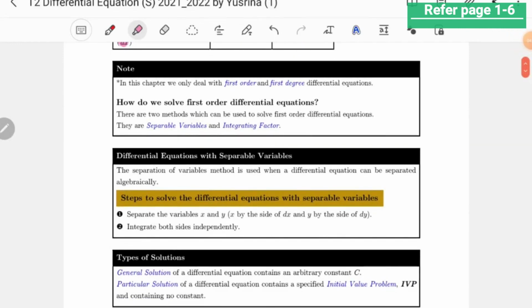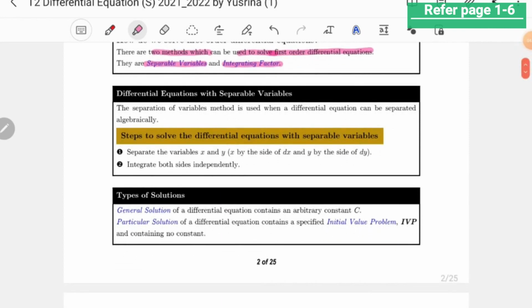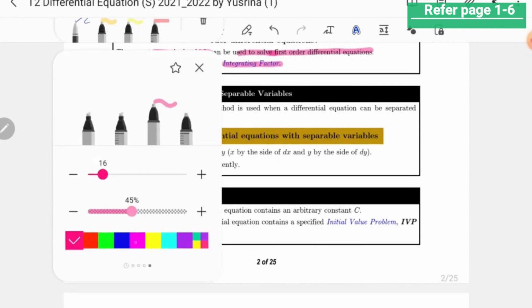In this chapter, we only deal with first order and first degree differential equations. How do we solve a first order differential equation? There are two methods: separable variable and integrating factor. The first one, differential equation with separable variable.